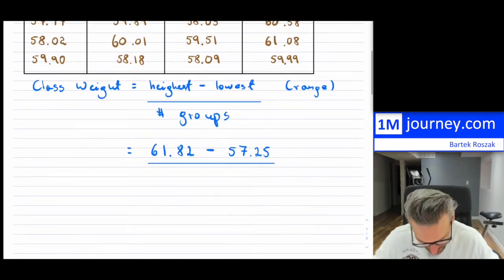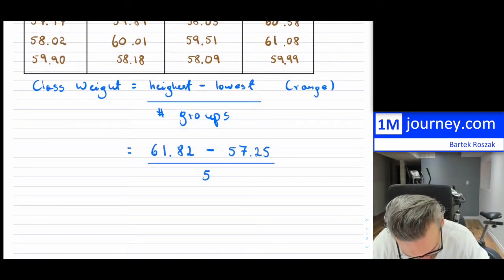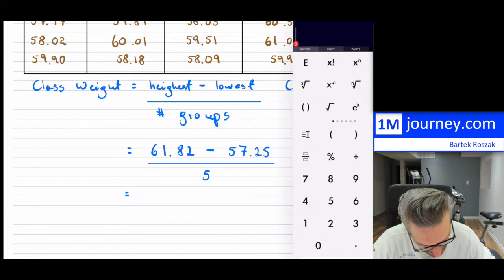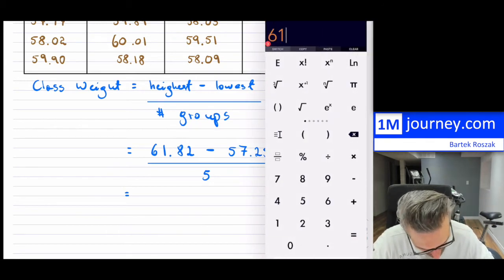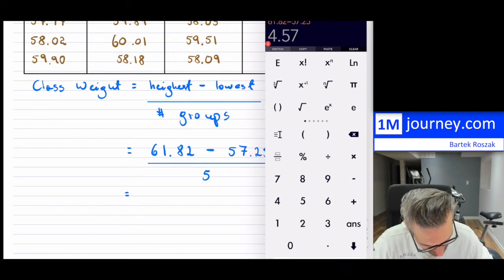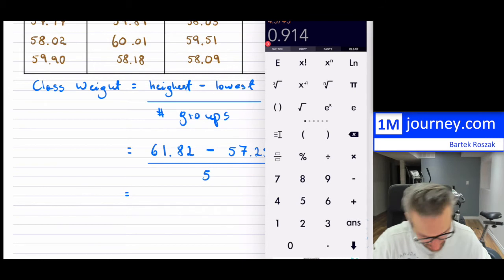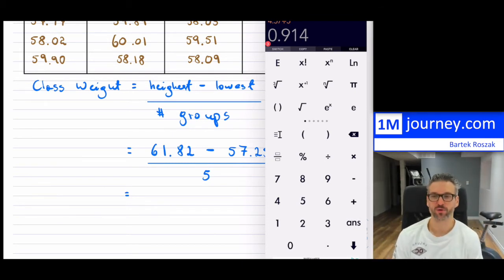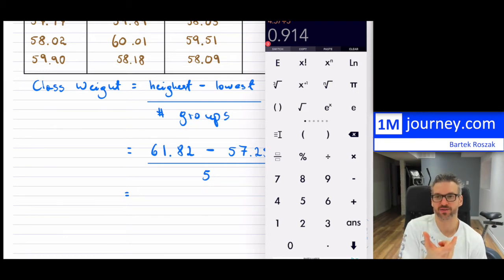The number of groups I'm going to have is 5. So if I calculate this, what I have is 61.82 minus 57.25, and then that answer divided by 5 groups, which is 0.914. Now notice this answer is in seconds because we're talking about time. So that range is basically seconds.